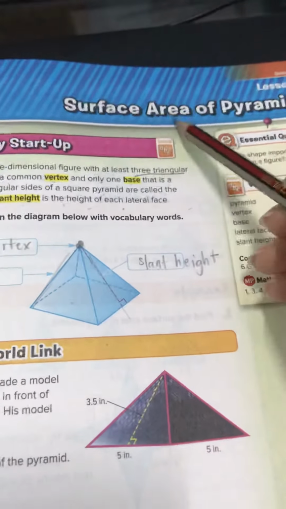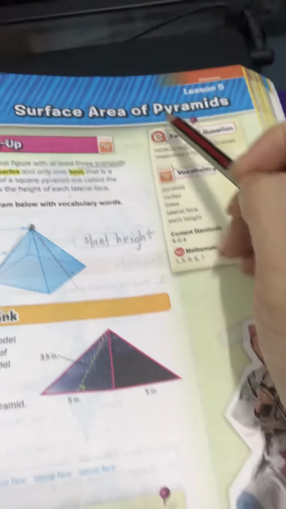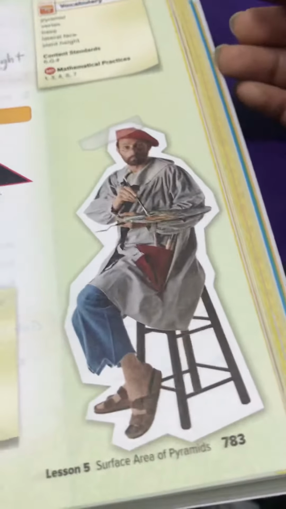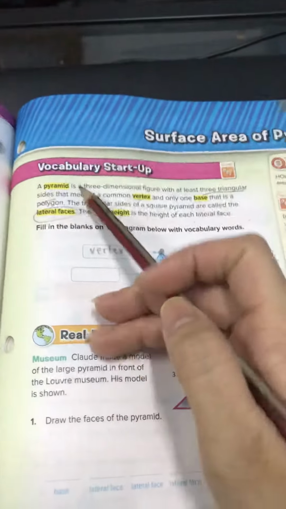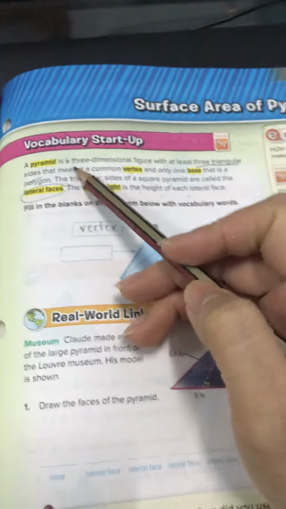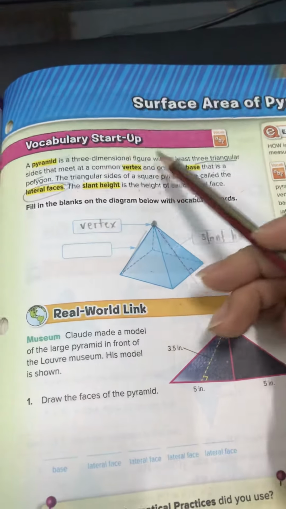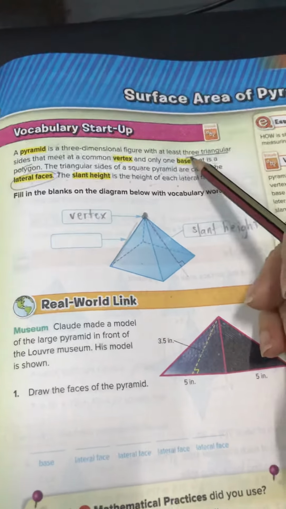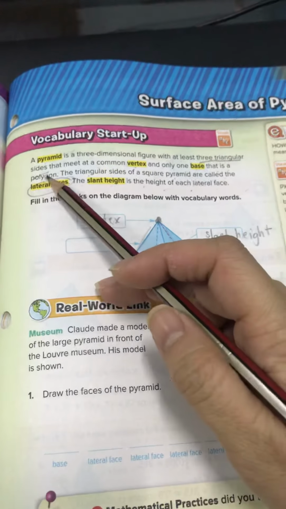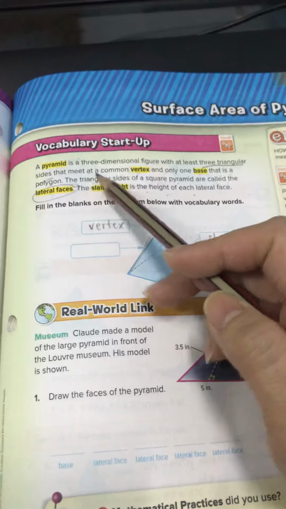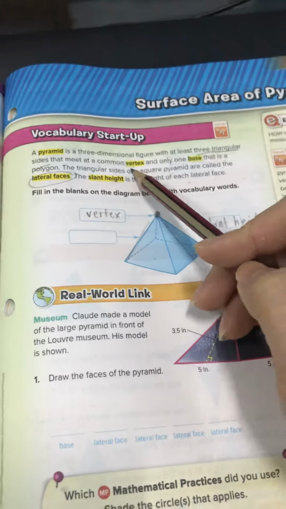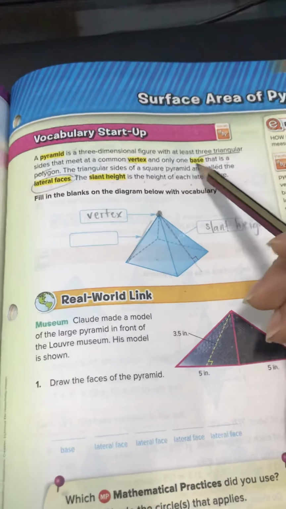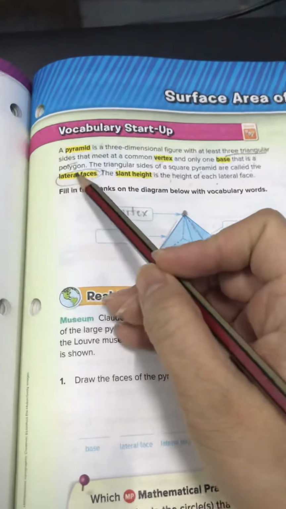Our topic for today is surface area of pyramids. So you can see it on page 783. Let's start with the definition. What is a pyramid? A pyramid is a three-dimensional figure with at least three triangular sides that meet at a common vertex and only one base that is a polygon.